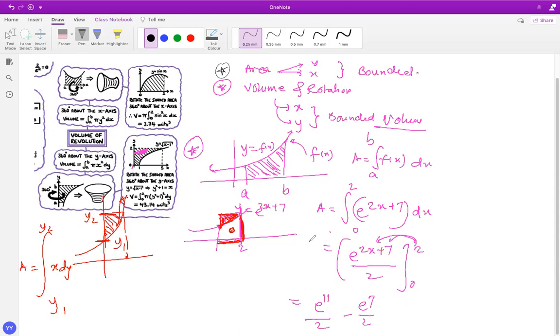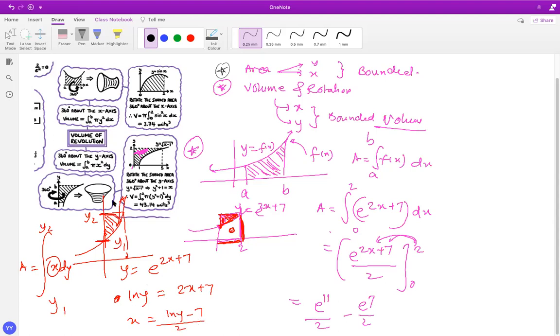Now, for this question, when I had to find this area, first I would make x the subject of the formula. So let's say I've got y equals e to the power 2x plus 7. I'm going to change the subject, so it'll be ln y equals 2x plus 7. So x will be ln y minus 7 over 2. So this is the subject.